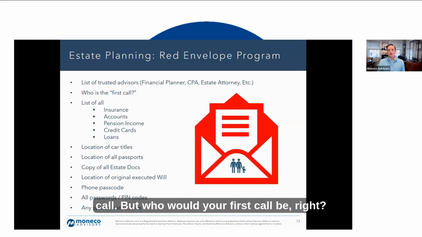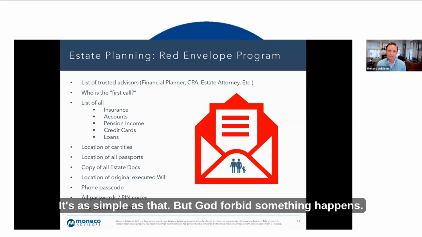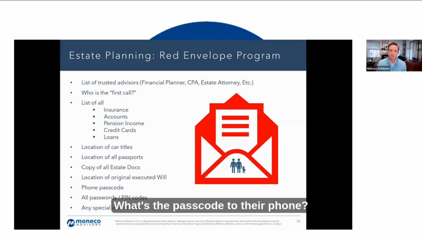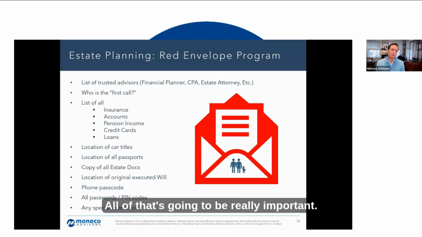A list of all the insurance. Here's who you need to go to for insurance. Here's the accounts, pension income, credit cards, loans, car title locations, right? Phone passcodes. It's as simple as that, but God forbid something happens. What's the passcode to their phone? You need to know that. And then also, if they do something like a LastPass or a 1Password, a password keeping app, how do they get in to see the different passwords? All of that's going to be really important.